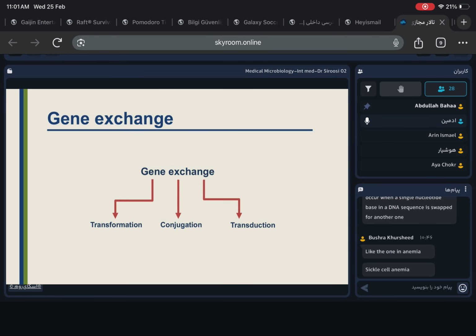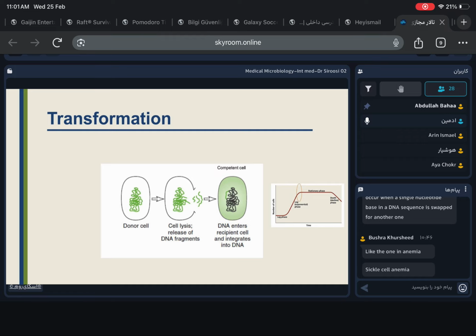And the last topic that I'm going to talk to you about in this lecture is gene exchange in bacteria. Gene exchange in bacteria can happen through several mechanisms, including transformation, conjugation, and also transduction. Let's start with transformation. You can see the transformation process here. Transformation happens when a bacterium takes up naked free DNA fragments from its environment and integrates them into its own genome.